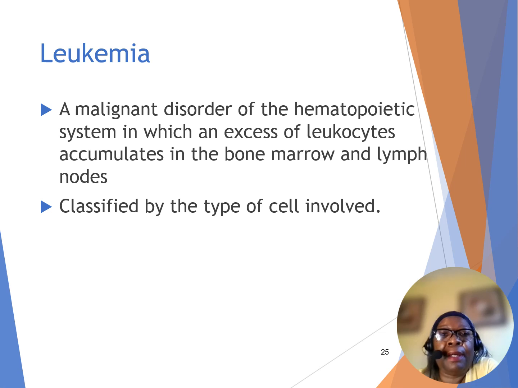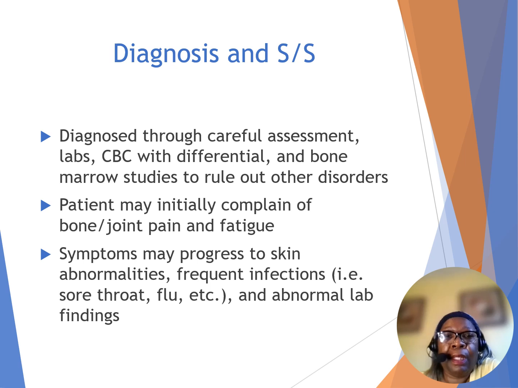So the white cells don't mature and leave the bone marrow like they're supposed to, thereby impairing the production of healthy cells. Leukemias can be chronic or acute. Diagnosis, signs and symptoms. Patients with chronic leukemias are often asymptomatic, and the disease is usually detected during a regular physical examination and a routine CBC. Okay.